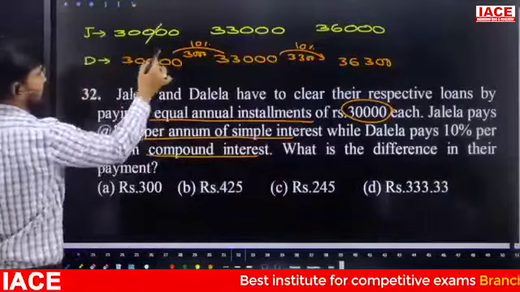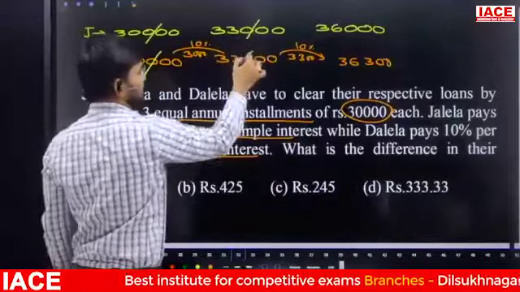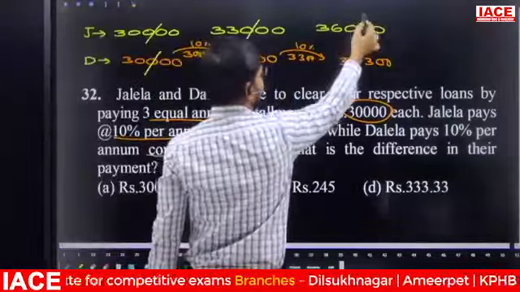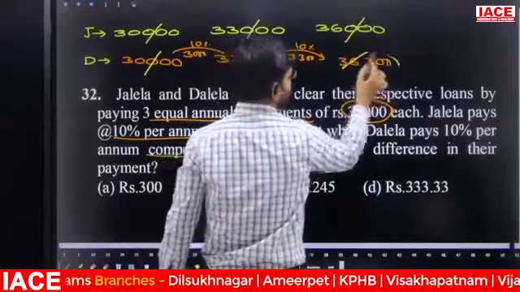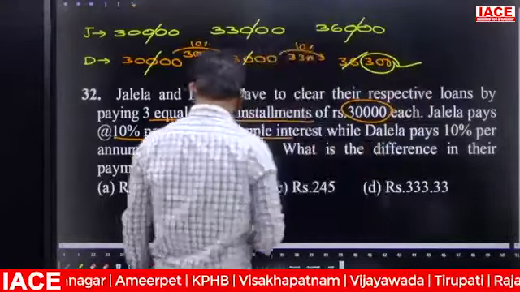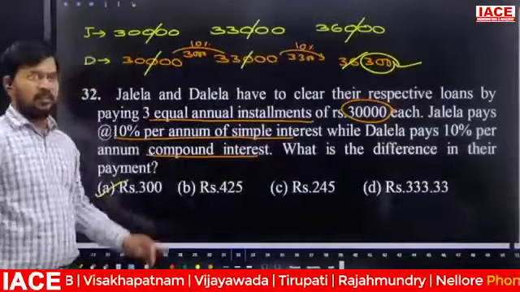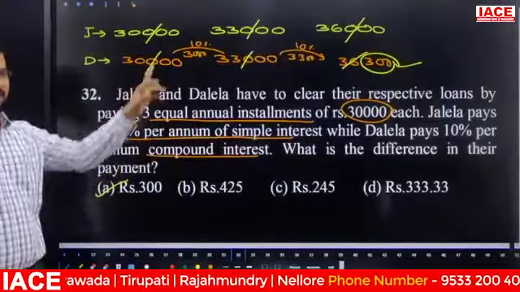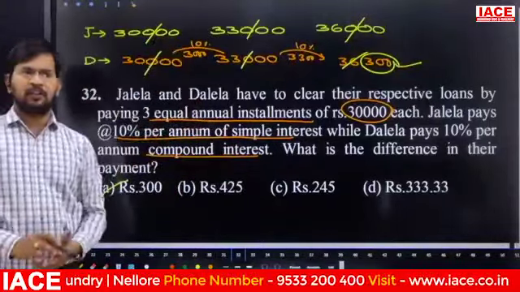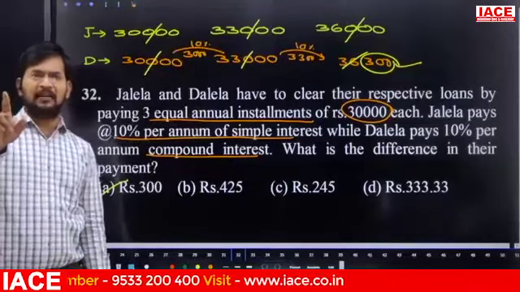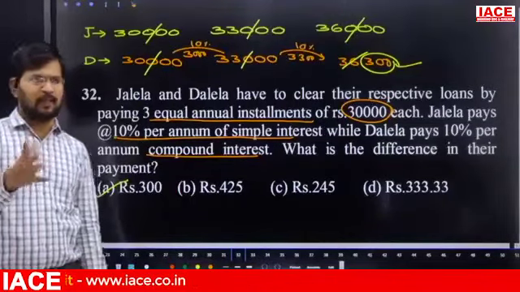Now the difference they're asking. First year 30,000 gets cancelled. Second year also 33,000 gets cancelled. So the third year, 36,000 gets cancelled. So the difference is what, 300. Therefore the difference between the two is 300. The difference is what, 300. So in simple interest you have to calculate interest always on principal.